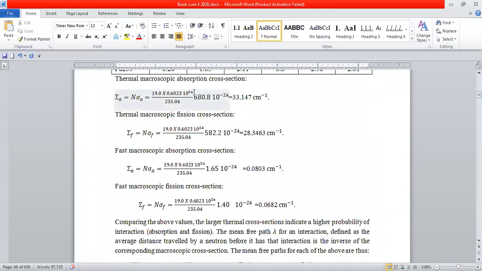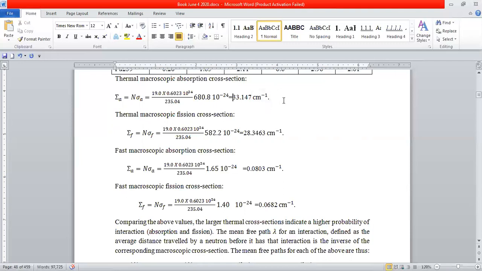I just want you to take these numbers from the tables and multiply them by the number density, and you get these things over here. Now, when you get numbers, what I would advise you as a professor is that a number is not just a number. A number means something. So let's look at what this means. Sigma A is 33.147 per centimeter. Does that mean that when my neutron at thermal energy travels 1 centimeter, it's going to undergo 33 absorptions? Yes, that's exactly what it means.